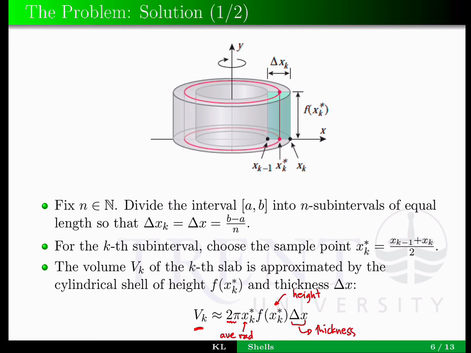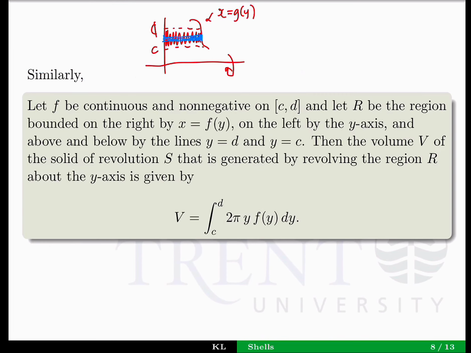On the other one, the axis of revolution is horizontal. In this method, the strips are also horizontal. Since the strips are horizontal, the variable that we will use is the variable y. Okay?